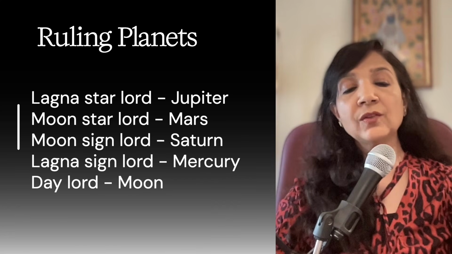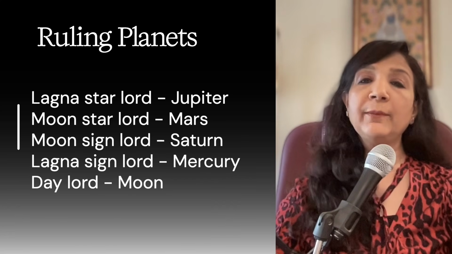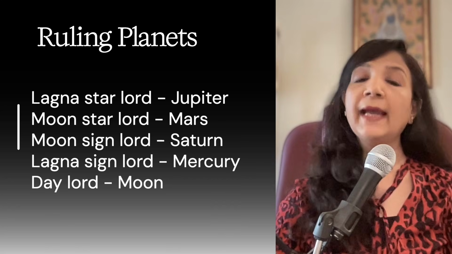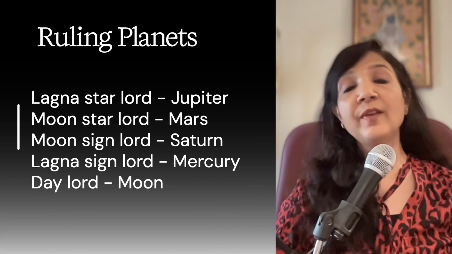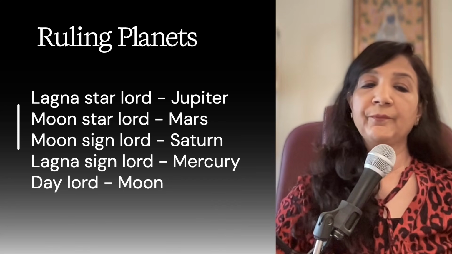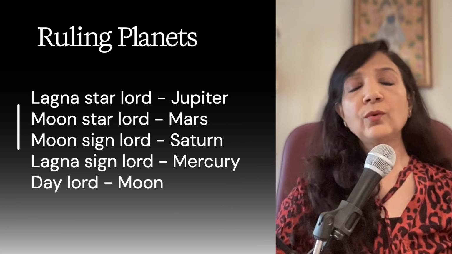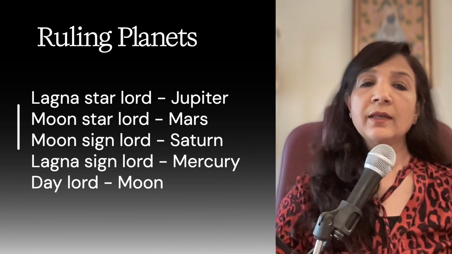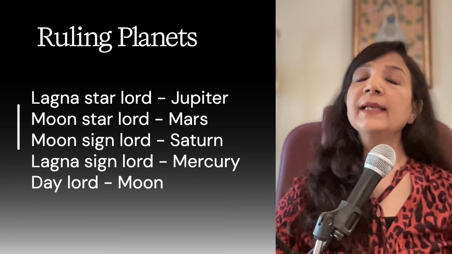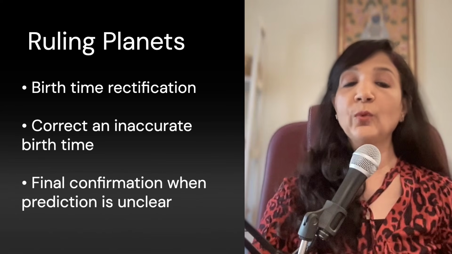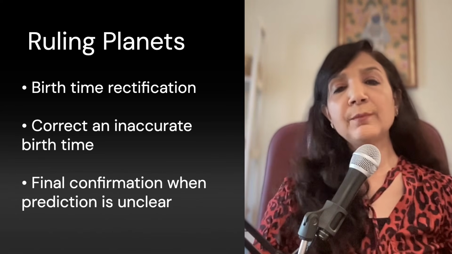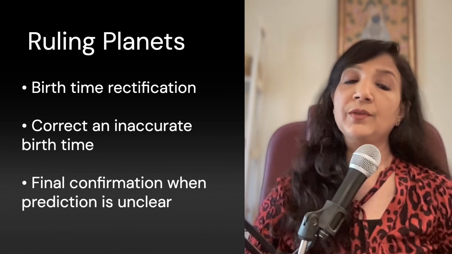And out of these, the strongest ruling planets are Lagna star lord and moon star lord. And weakest is day lord. Okay, so this is a detail of the ruling planets. How you have to identify in a chart, I've just explained. Now next part is, what is the purpose of ruling planets? See, ruling planets are mainly used in 2 situations.